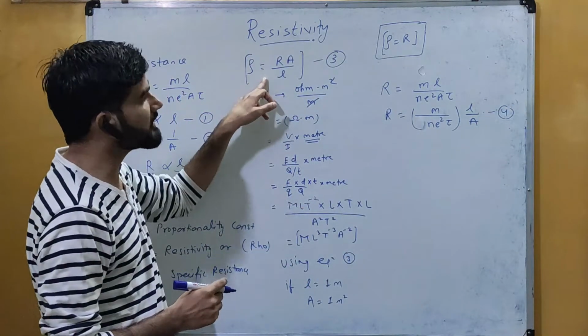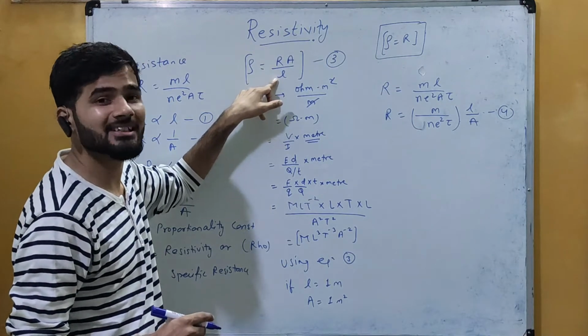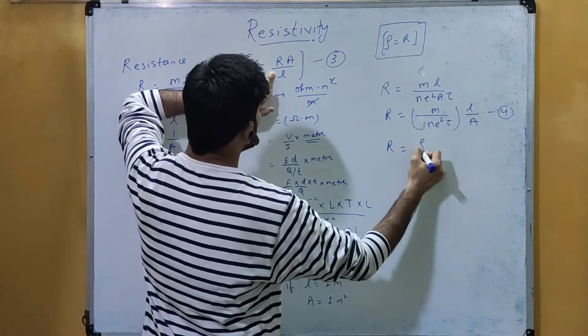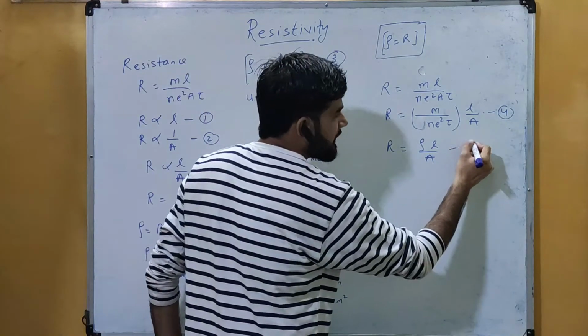Okay, now I will use this equation number 3. In this equation number 3, I will write this in terms of the resistance R. Okay, so how I can write? I can write this R is equals to rho L by A. Okay, and this is equation number 5.